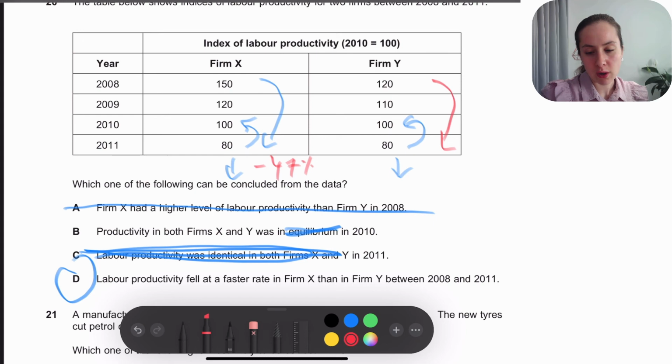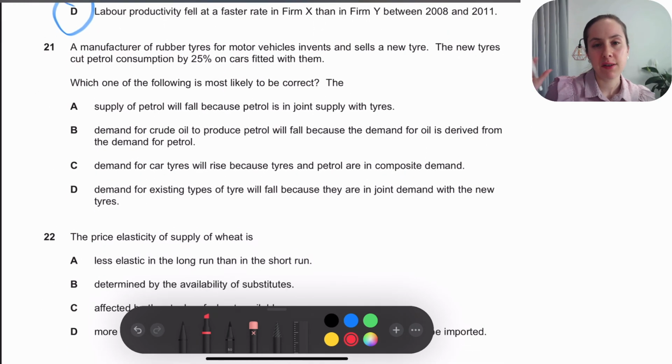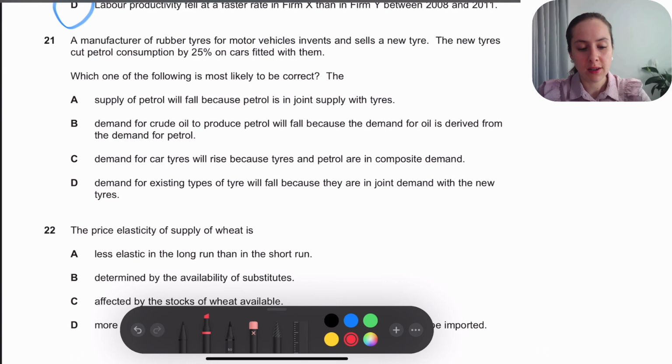And then for firm Y, it's gone from 120 to 80, which is a lower percentage, but out of curiosity, this is a 40 change divided by the original 120, a 33% fall. That's how you calculate what's actually changed.